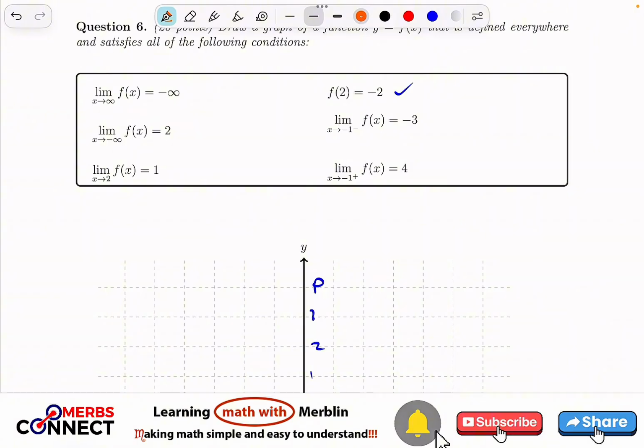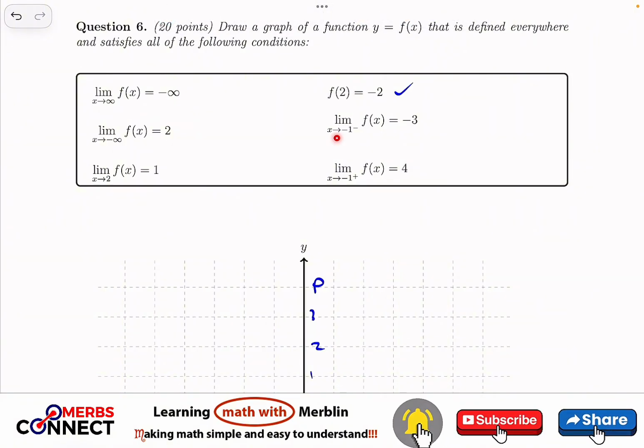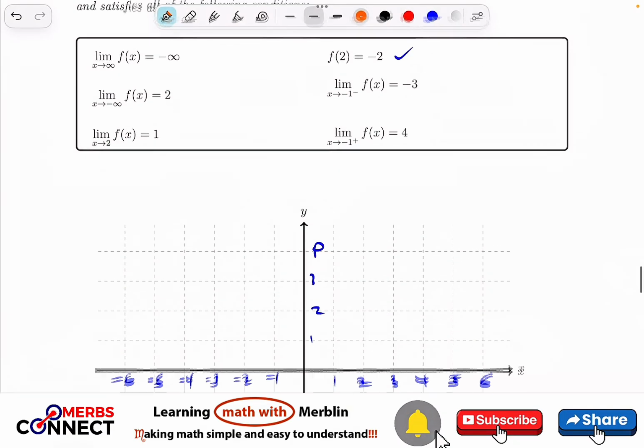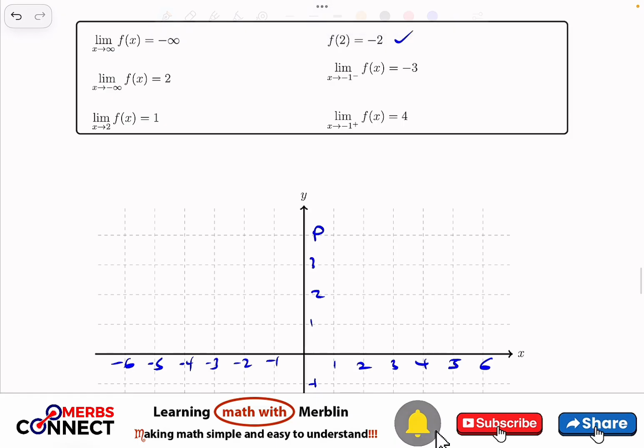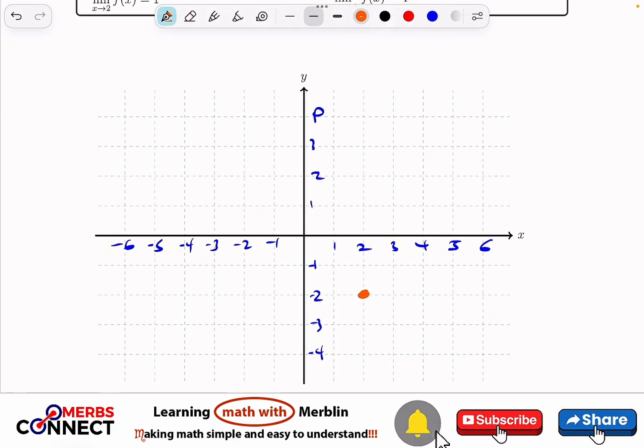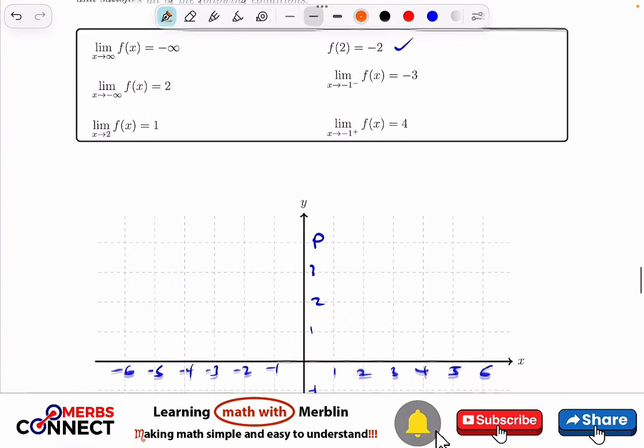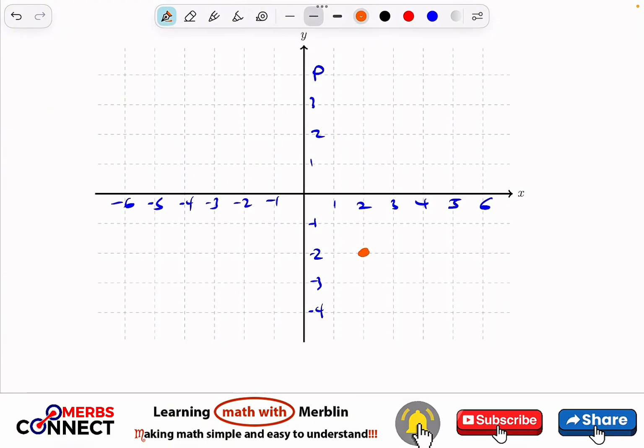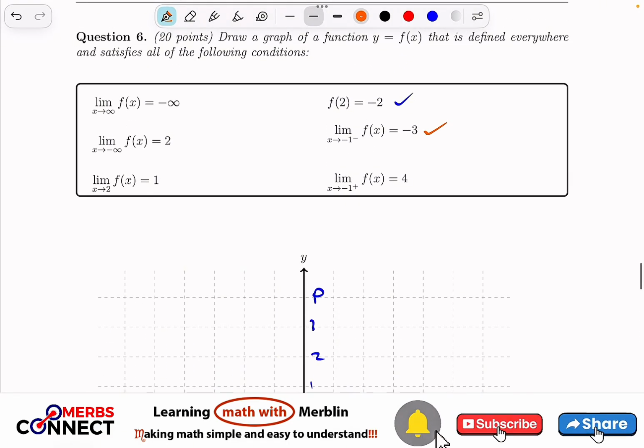Now let me go for the ones where x is approaching a finite value. So I have minus 1, I have minus 1, I have 2. Let me go for minus 1 first: minus 1 from the left and minus 1 from the right. From the left is minus 3, so I'm going to have it somewhere here, open, but from the left. So I'm going to have some small tail here. I'm done with this one too.